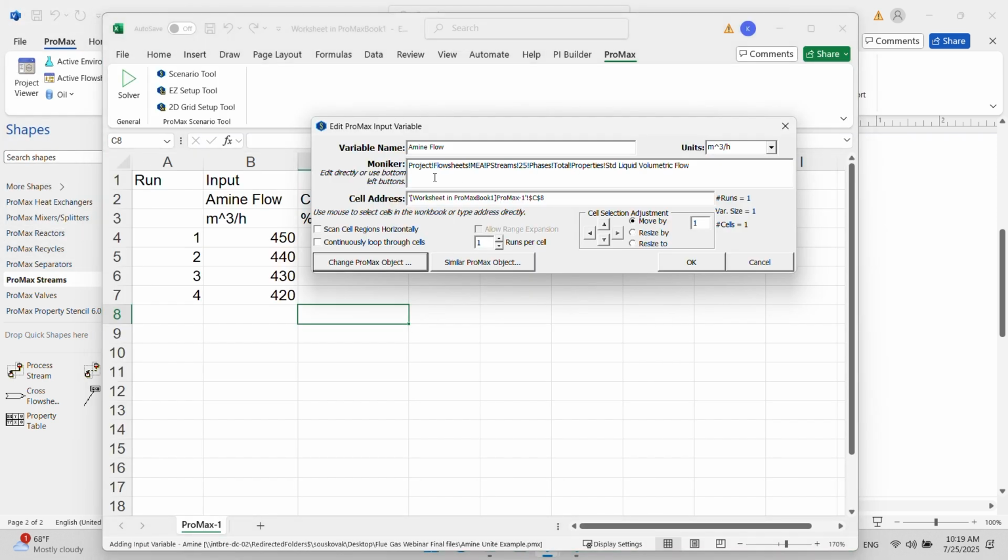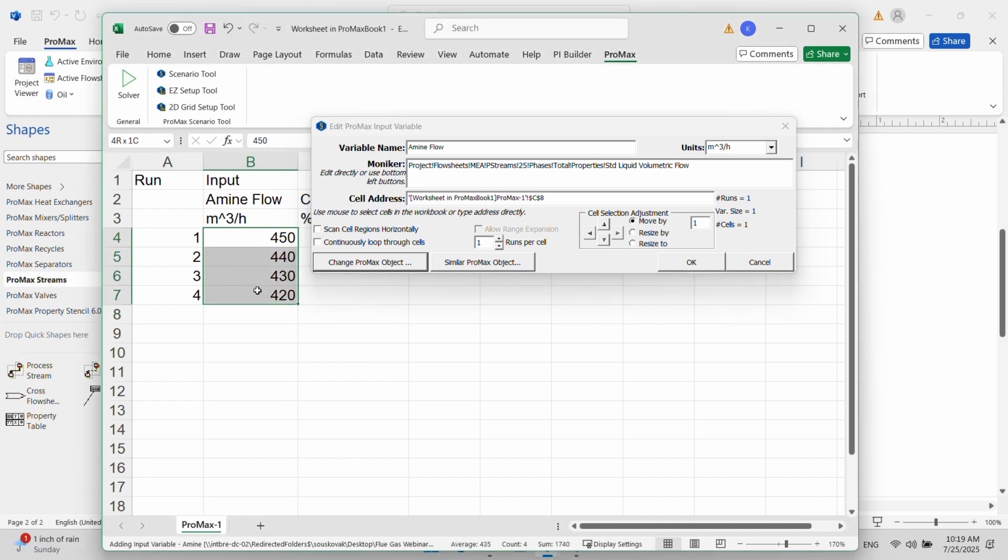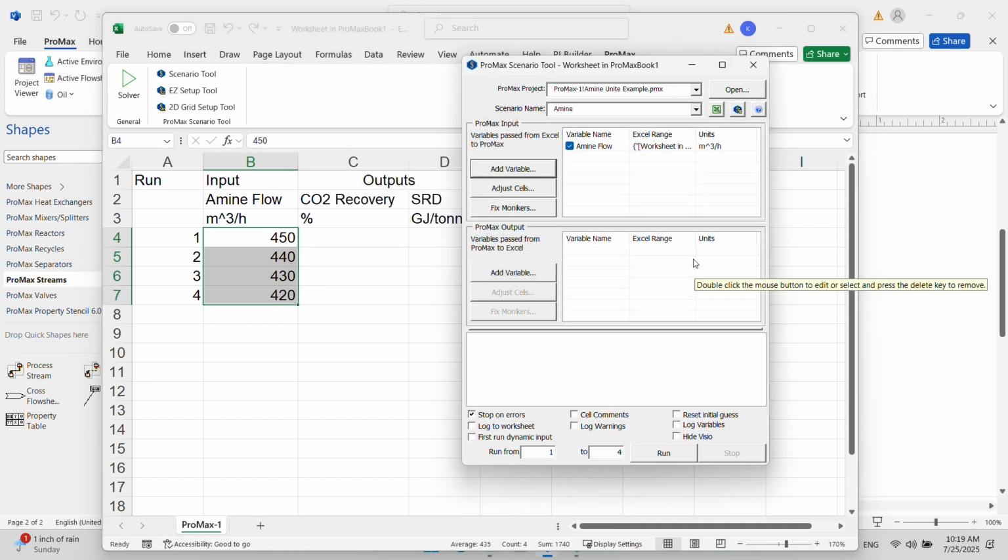Once I click it, it's going to bring me back to my ProMax scenario tool dialog, and you can see the address here. And then I'm going to choose cell address. Look, it changed from B4 to B7. I'm going to check my units. It's cubic meters per hour, and that's it. I'm going to click OK. All right. So I have just one input variable.